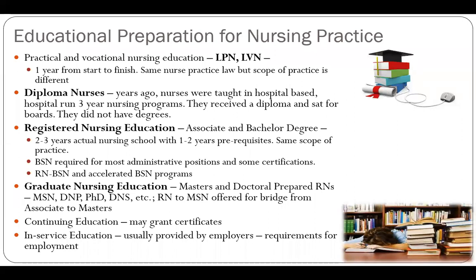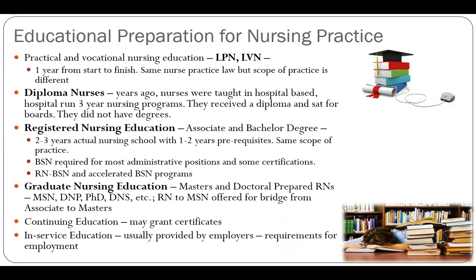So how do you become an RN? Well, you can be an LPN first, which is licensed practical nurse. Some states call them licensed vocational nurses. It takes a year from start to finish. A diploma nurse is the one I was talking to you about, Lady of the Lake or St. Dominic's. You go to a certain hospital for 3 years. They got a diploma and they sat for boards, but they did not have a degree. They were not considered professionals at that time. Once nursing became a profession, they grandfathered those diploma nurses in.